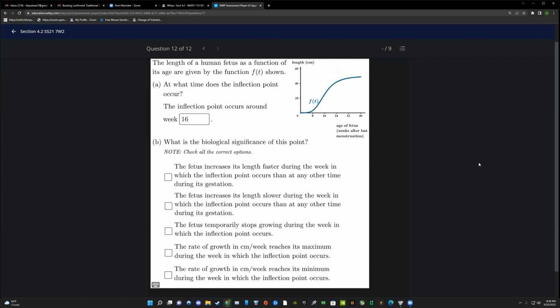So I believe it's, I guess this could be more than one. Yeah, this is a more-than-one type of question. Faster during the week in which the inflection point occurs than at any other time. So that's true. So that's A. A is true because it's increasing the fastest at that point in time.